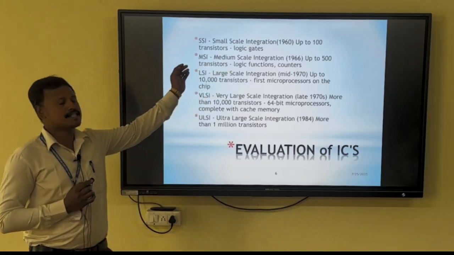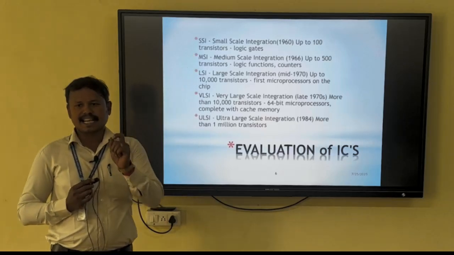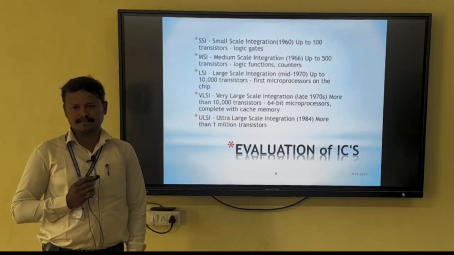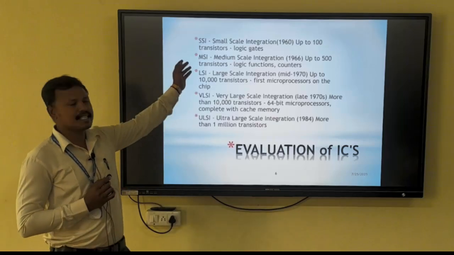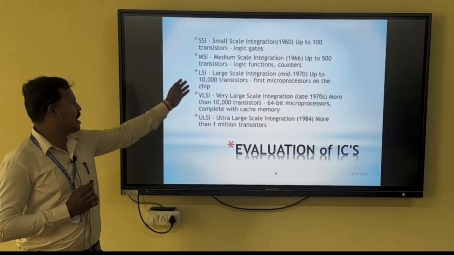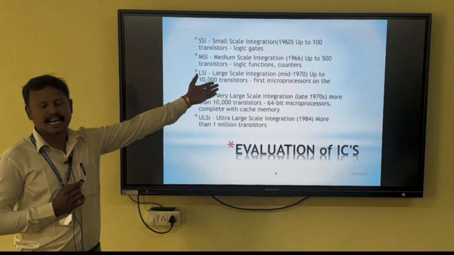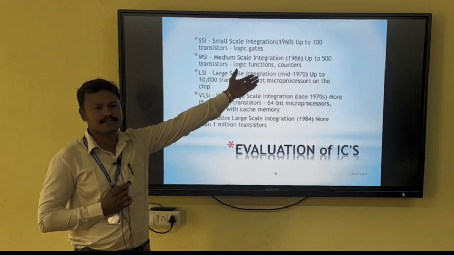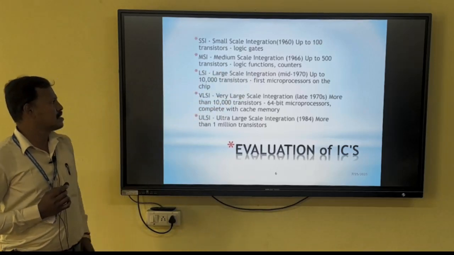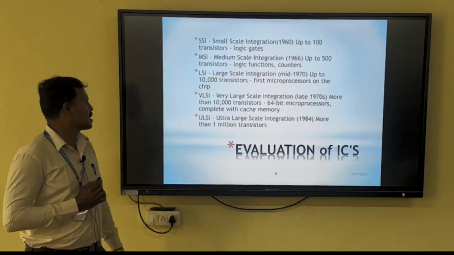In 1960 small scale integration, the SSI, was first introduced. It contained only 100 transistors. That IC was used for logic gates. And MSI was introduced in 1966. Its transistor count is 500. This IC is used for logic functions and counters.